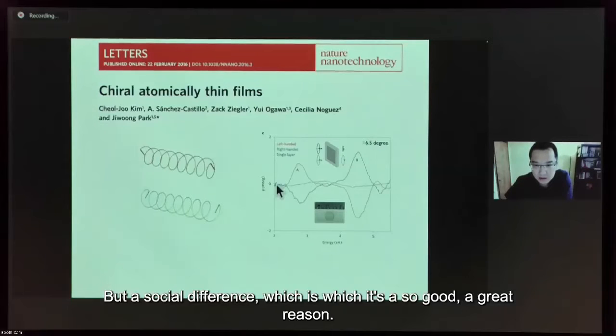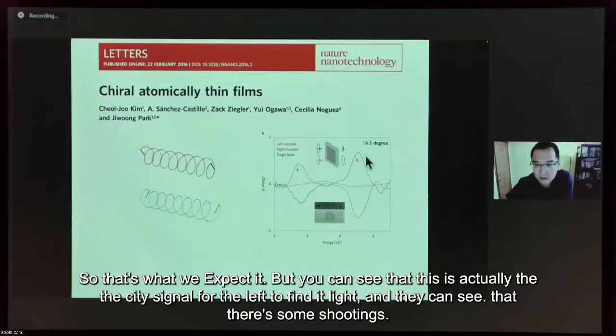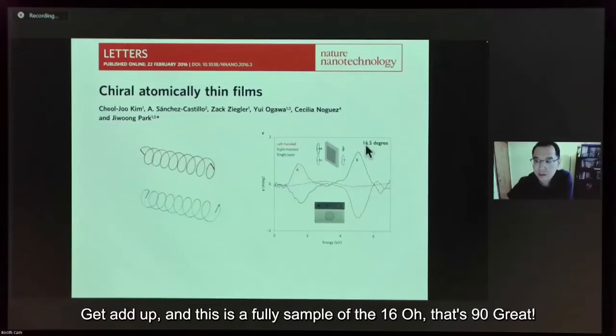You can see that this curve is monolayer graphene. It's almost zero, which is what we expected, since monolayer graphene has inversion symmetry. But this is the CD signal for left-handed and right-handed light in the twisted bilayer, and you can see huge peaks developed, for example at 16.5 degrees. The CD signal strength is about 2 millidegrees. That's actually huge.